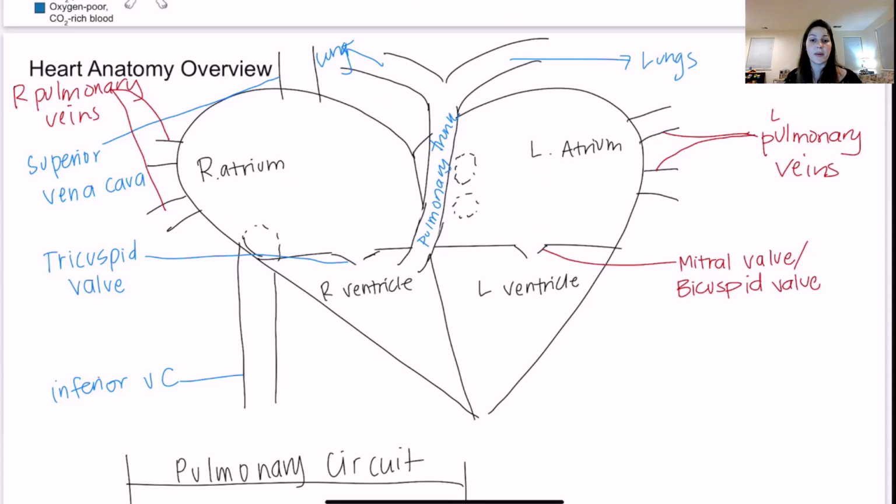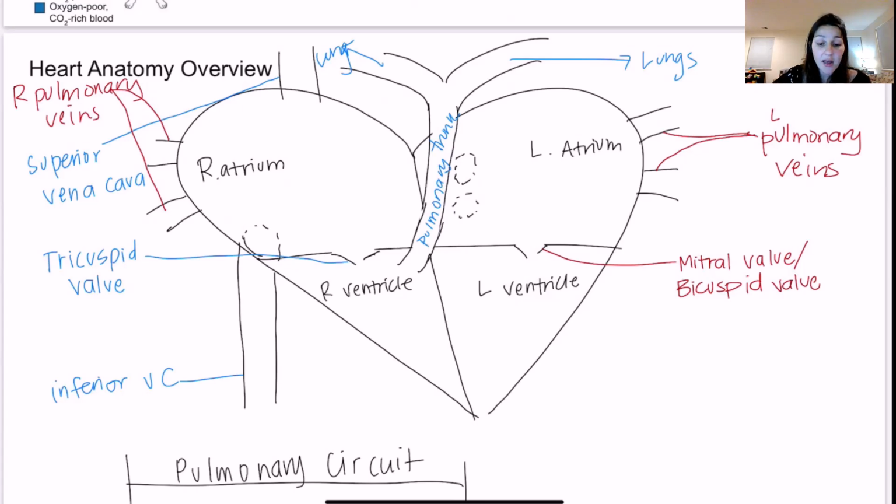Mitral valve, or the bicuspid valve. What happens is this helps make sure that blood only goes from the atrium to the ventricle and not backwards. It doesn't happen that way. So it prevents backflow.